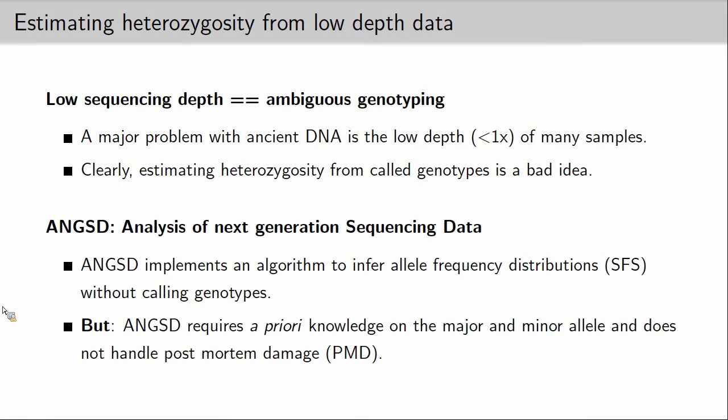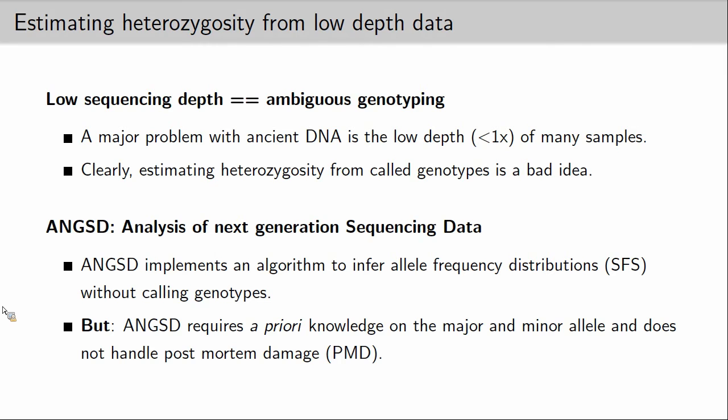In population genetics in recent years, a lot of tools have been proposed for trying to infer population genetic parameters or statistics without calling genotypes. This is the whole idea that we can invest money in more biological samples rather than in the technical replicates we do for a single sample.